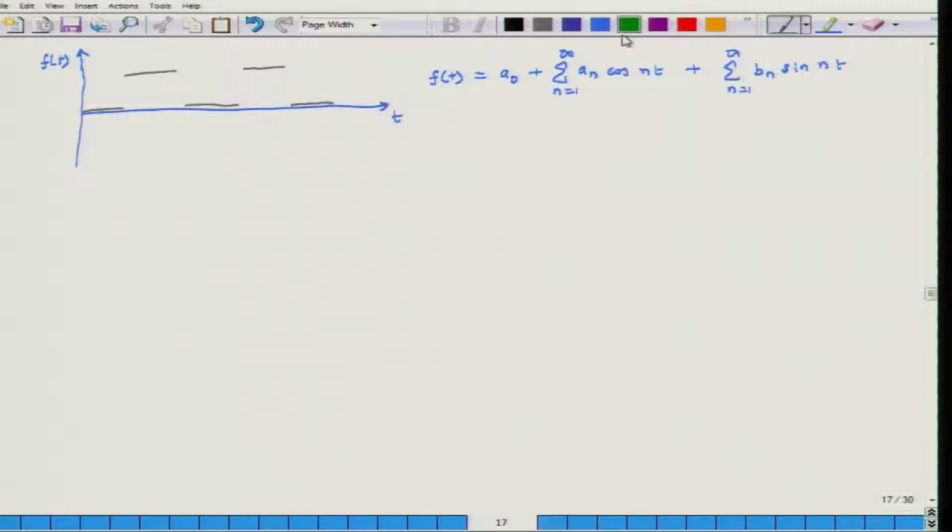Now, this relation works if the time period of this signal is equal to 2 pi seconds. What does that mean? How do I depict the time period on this? This is the time period of the signal.